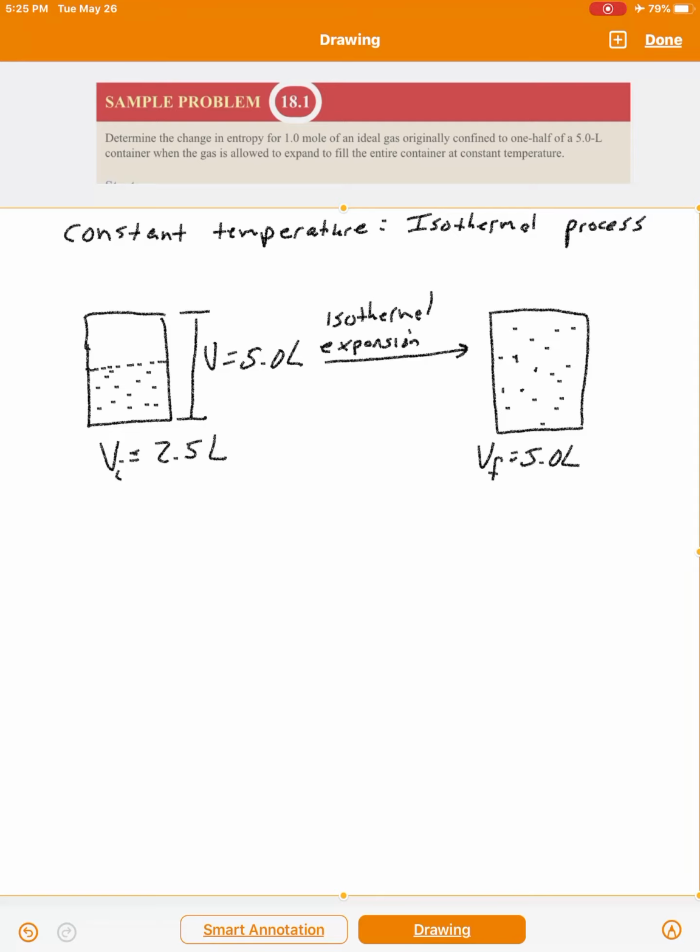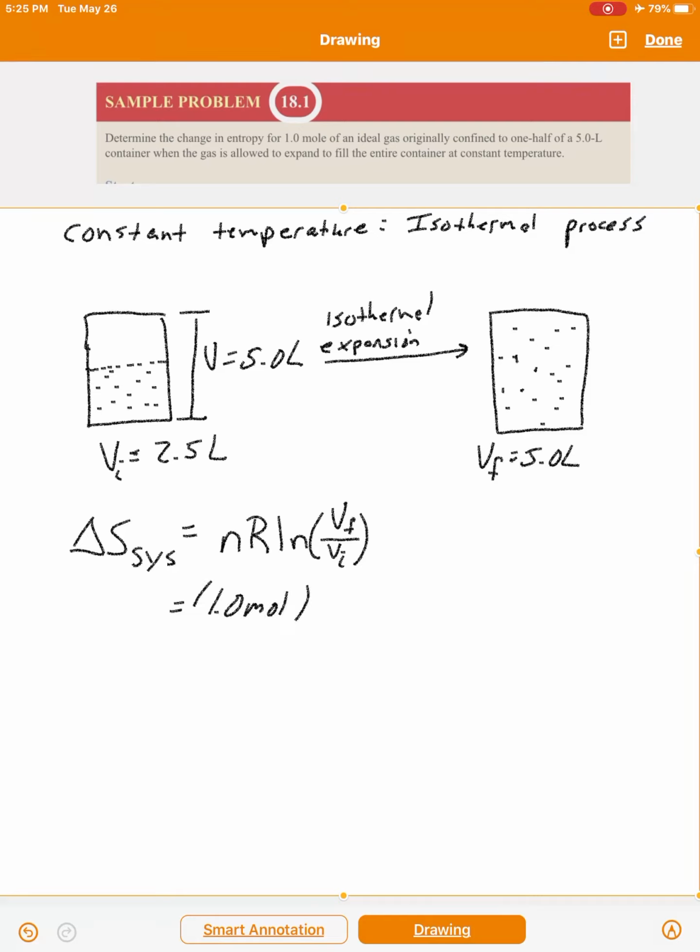For isothermal expansion of a gas, the change in entropy, delta S, of that gas, which we'll call a system, is equal to the number of moles of the gas times the universal gas constant R times the natural log of the final volume over the initial volume. Okay, very simple equation. So that would be equal, we have 1.0 moles.